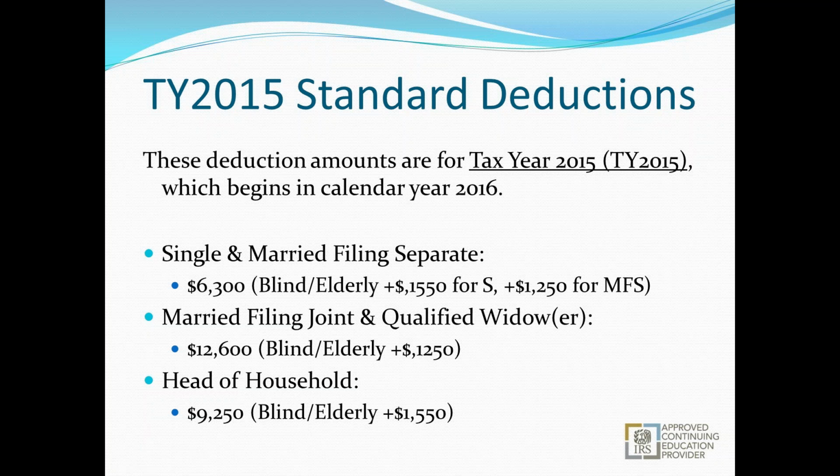So I'll just keep this up for one more second for anybody else who's out there maybe taking notes while they're working on this and listening to me. $6,300 single, married filing separate. Qualifying widower and a joint filer's got $12,600, head of household pretty much smack dab in the middle with $9,250.